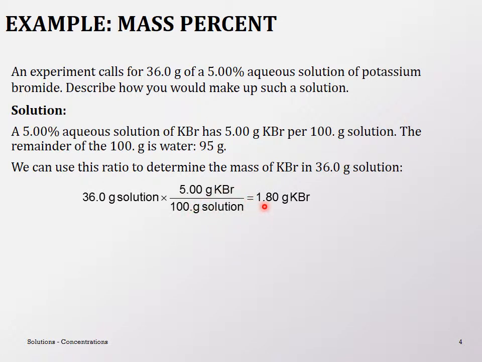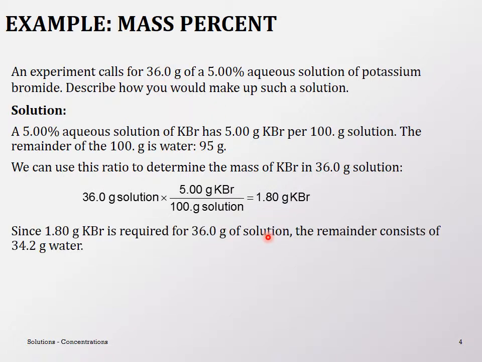So that means now I have 1.8 grams of potassium bromide. I have 36 grams of solution, and in 36 grams of solution, 1.80 grams is potassium bromide, which means the remainder of the solution is water. So all you have to do now is subtract 1.8 from 36, and so 34.2 grams is water.